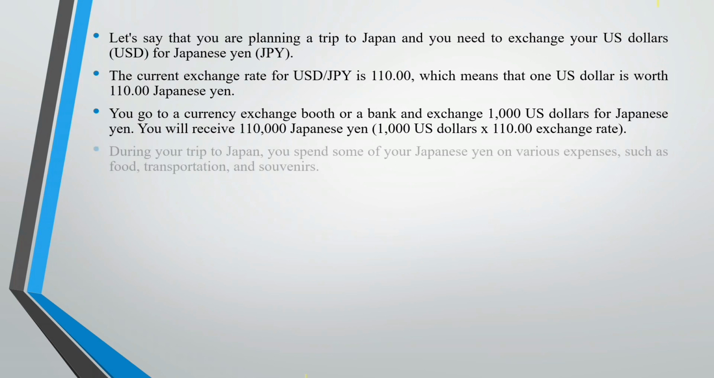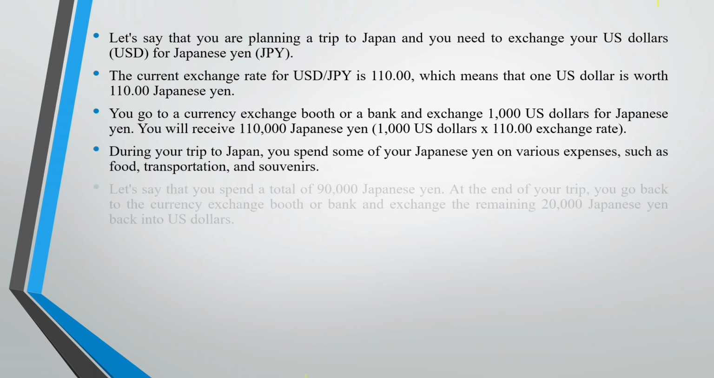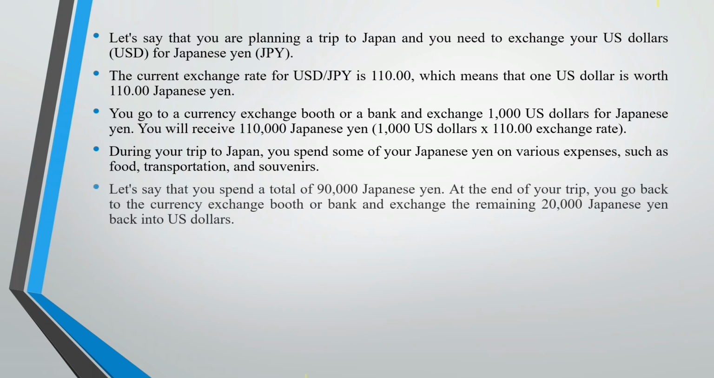During your trip to Japan, you spend some of your Japanese yen on various expenses, such as food, transportation, and souvenirs. Let's say that you spend a total of 90,000 Japanese yen. At the end of your trip, you go back to the currency exchange booth or bank and exchange the remaining 20,000 Japanese yen back into US dollars.